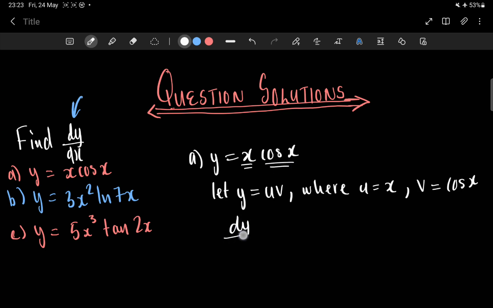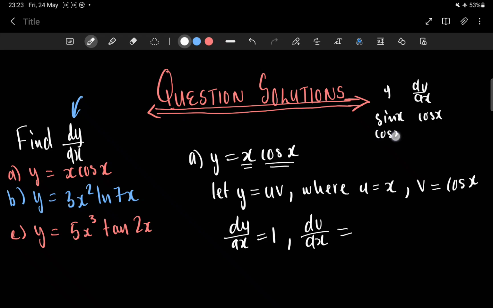We can now say du/dx is equal to the derivative of u. U is x, so du/dx is 1. Then dv/dx: v is cos x, so what's the derivative of cos x? The derivative of sine x is cos x, and the derivative of cos x is negative sine x. So dv/dx of cos x is negative sine x.